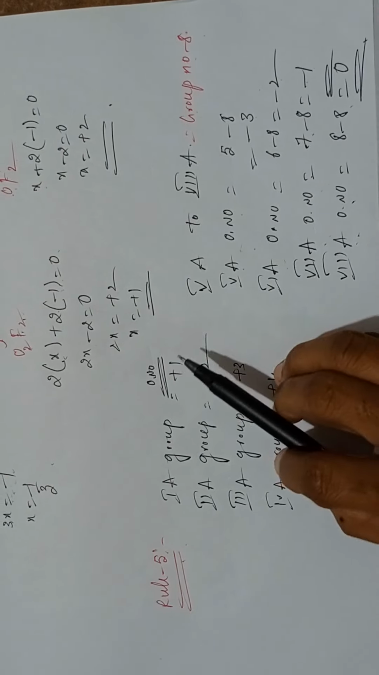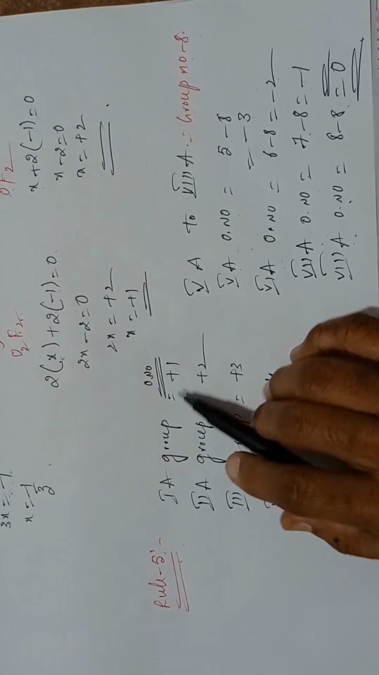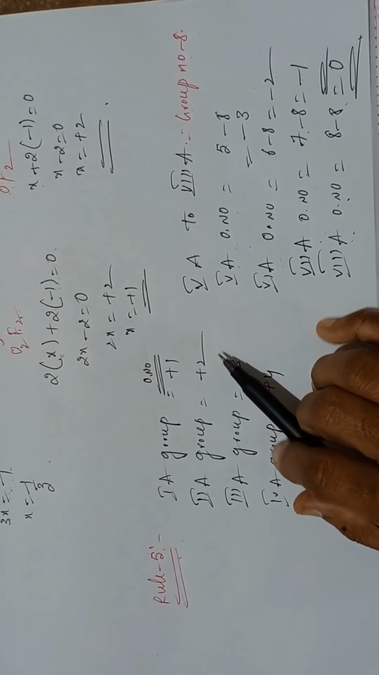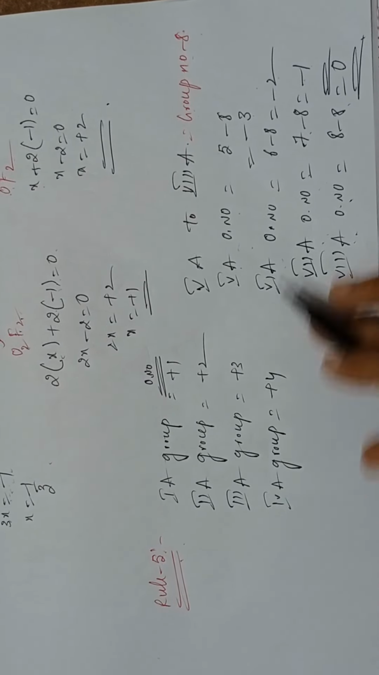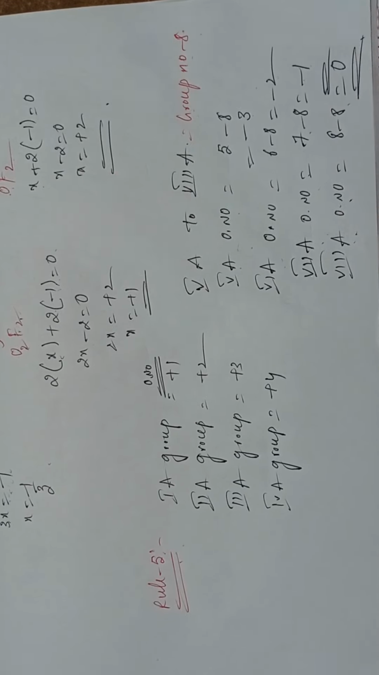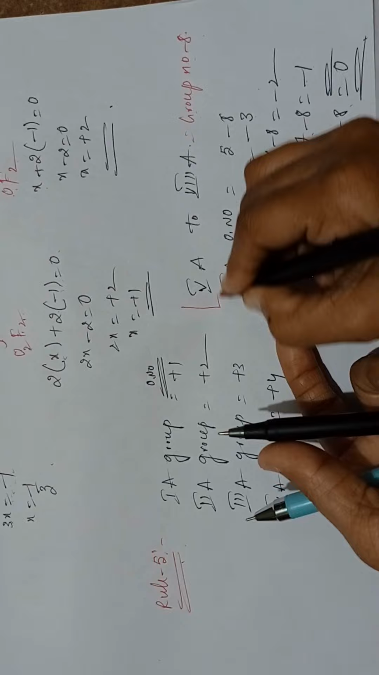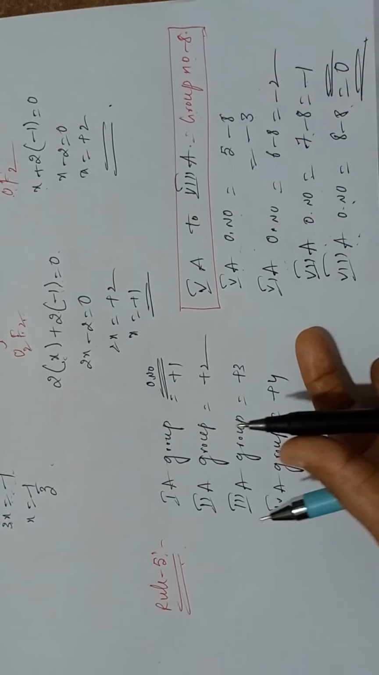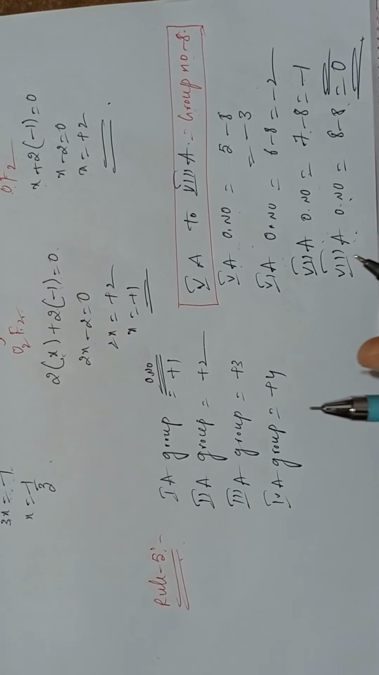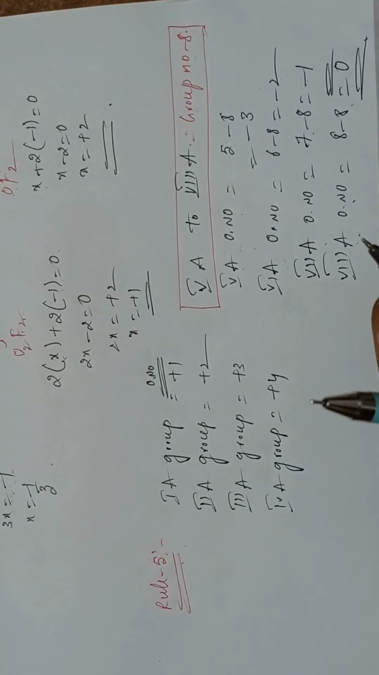Are you clear? First A group elements always have plus 1 only. Second A group elements have oxidation number plus 2, third A group plus 3, fourth A group plus 4. So you have to remember this formula, students. From 5th A to 8th A, the formula is group number minus 8. This is about rule 5.